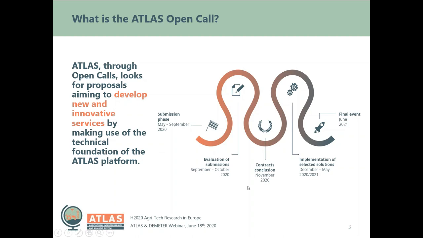So you can see now the timeline of the first open call. The first open call is up and running, and the deadline is on the 15th of September. So we are looking forward to your proposals. After the call is closed, the evaluation starts. Our experts board will evaluate your proposals in two phases, so to say. In the second phase, if your company is shortlisted, you will have an opportunity to answer experts' questions in a live session.